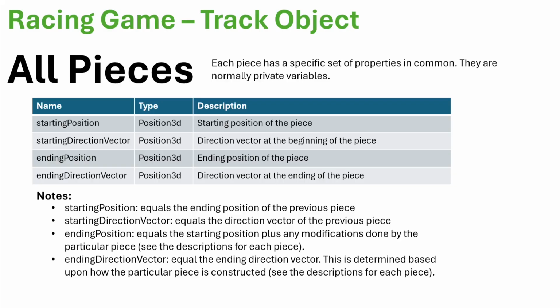Now, the starting position and the starting direction vector are always going to be equal to the ending position and the ending direction vector of the previous piece. The only exception to that, obviously, is the very first piece. So normally what will happen is that any piece that is defined within the track will not have a specific starting position or a specific direction vector. It will inherit that from the previous piece.